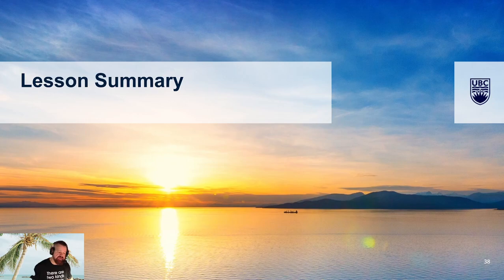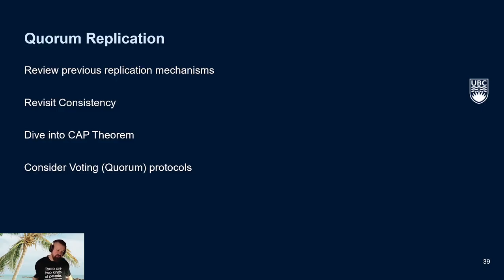So let's summarize the lesson. We talked about quorum replication. We reviewed our previous replication mechanisms, including primary backup replication, chain replication, and CRAQ. We talked about consistency, and I specifically framed that in terminology that we use in the CAP theorem.